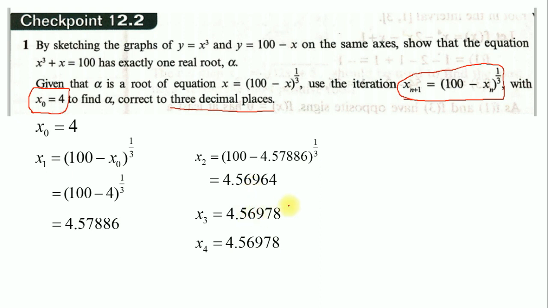You must continue the process until you get two answers which are exactly the same. So as you can see here, these two answers are exactly the same. So you stop and you make the conclusion that the root is 4.570, rounded off to 3 decimal places.